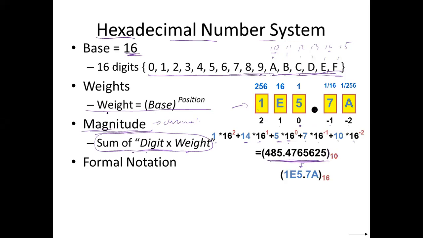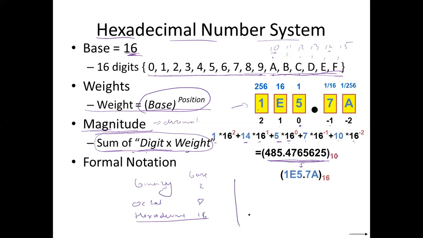Okay, and this weight is simply defined by base raised to power position. So for binary, base is 2, for octal base is 8, and for hexadecimal base is 16. Okay, if any other base is given, let's say base is 7, or base is, let's say, 30, then this formula is valid.